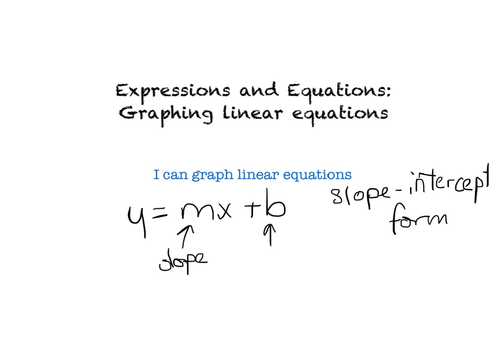And this number right here, I know it's a letter right now, is going to be your y-intercept. We'll explain all of this as we go through. And x and y, they just stay the same. We could put numbers in for them, but they're just going to stay the same for now. So we're going to be able to graph linear equations.